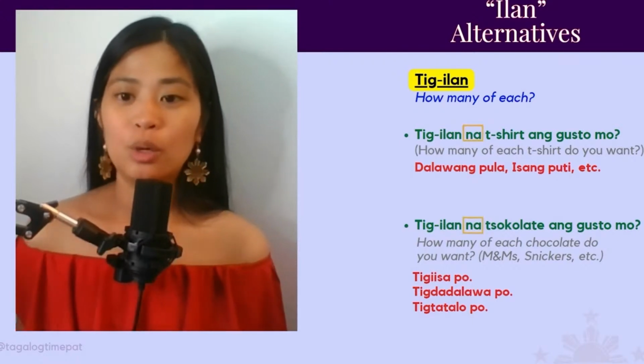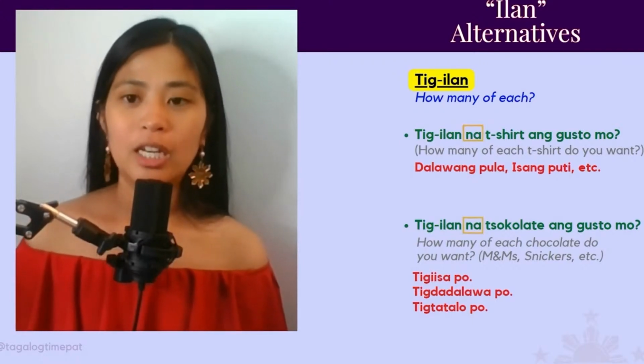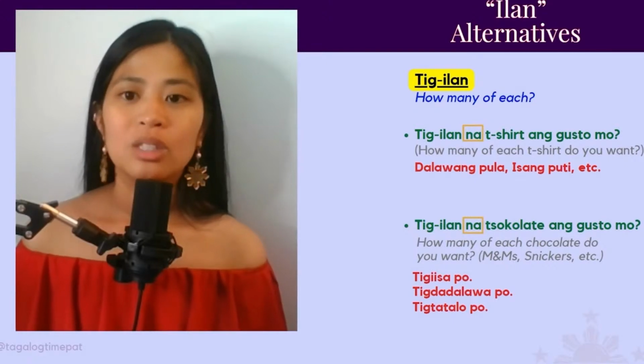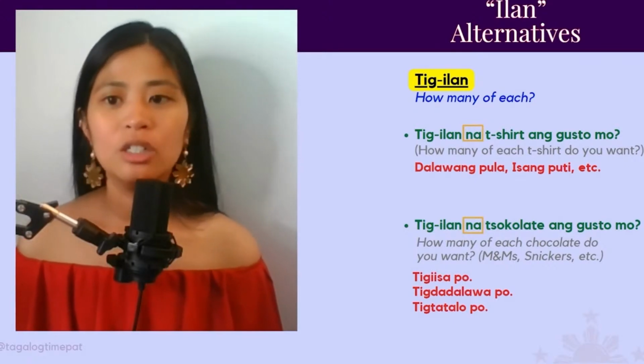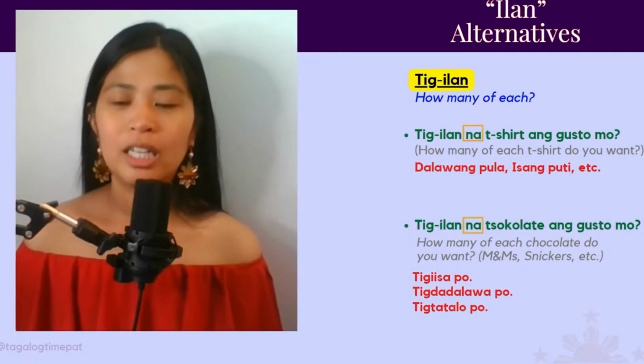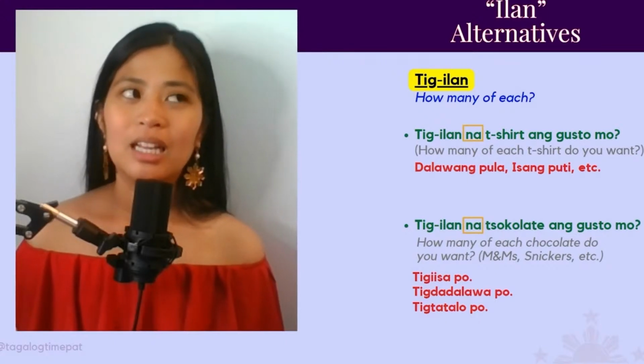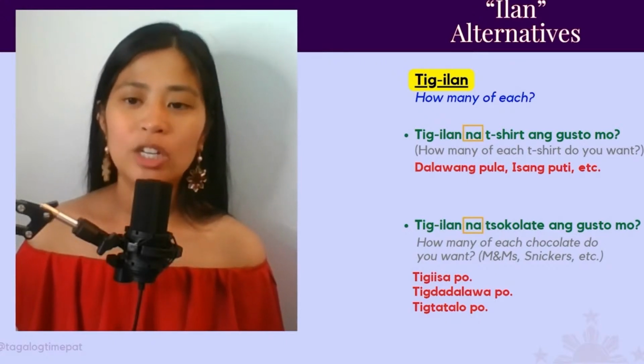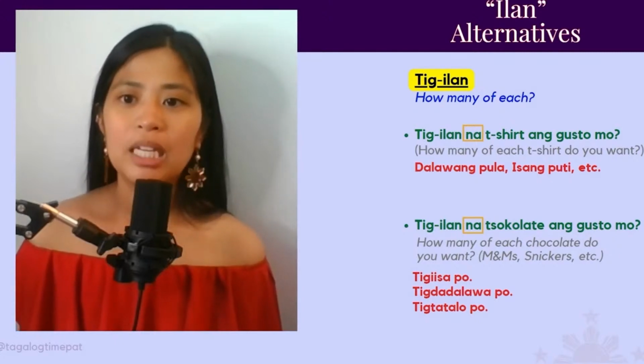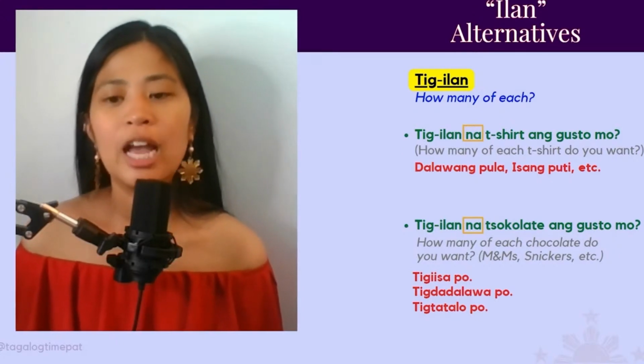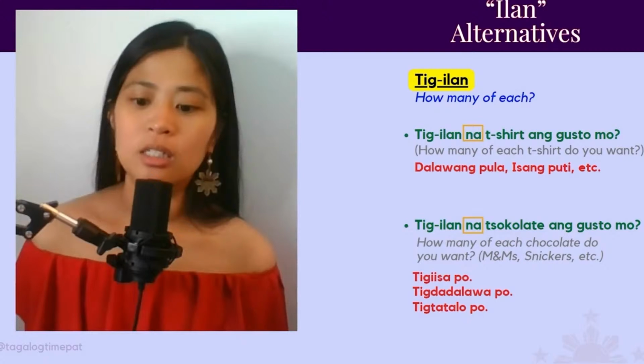And then I want to show you that the question has na. So tig-ilan na t-shirt, tig-ilan na chocolate. And in this case, na is translating as of. How many of each t-shirt, how many of each chocolate do you want?